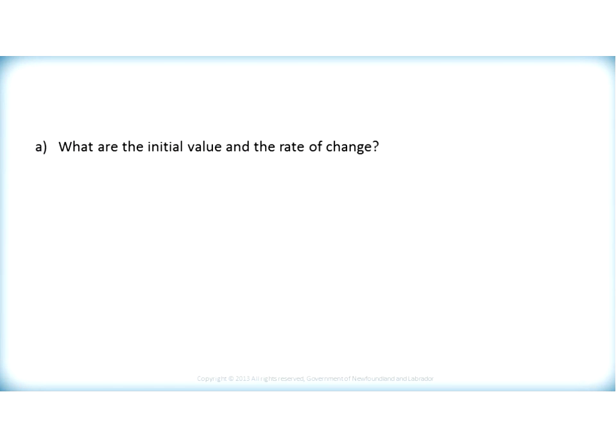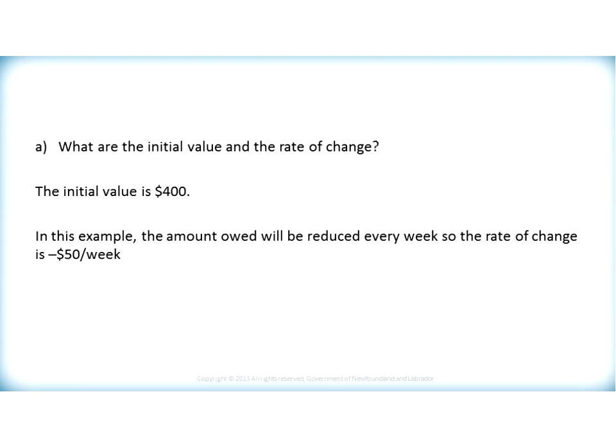What are the initial value and the rate of change of this table? The initial value is $400. It's how much she owes her parents at the beginning of her repaying the loan. And in this example, the amount owed will be reduced every week. So she starts off owing $400. After 1 week, it's only $350. So her rate of change is actually going to be a negative number in this case. It's going to be negative $50 a week. So the amount she owes is reduced by $50 every week is what we're seeing here.